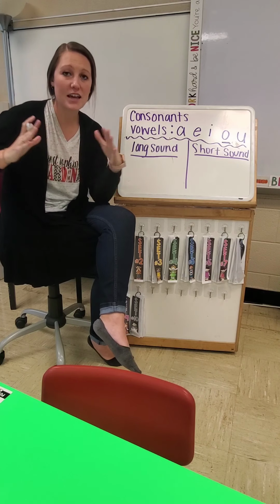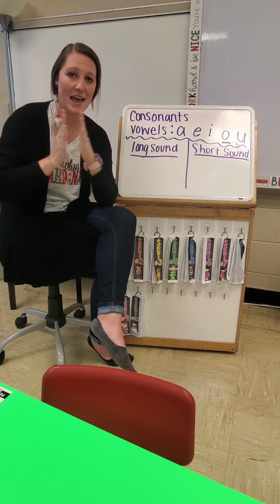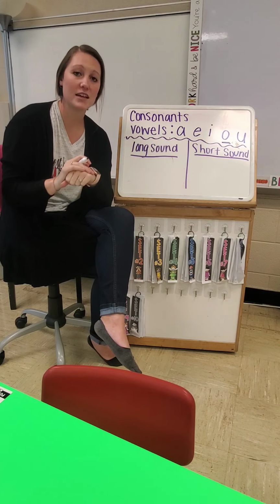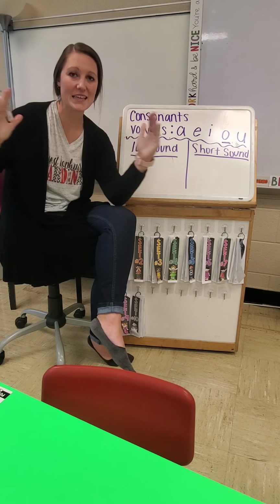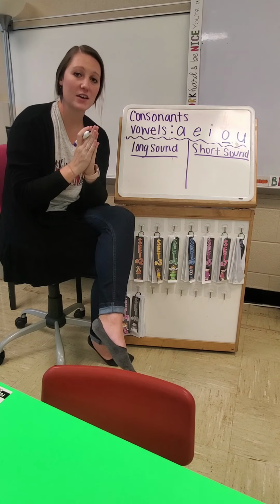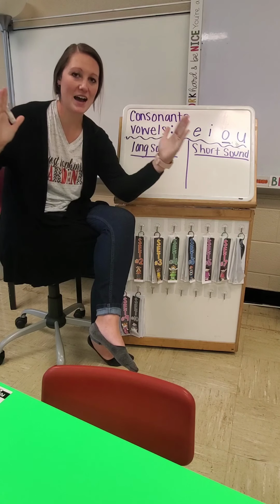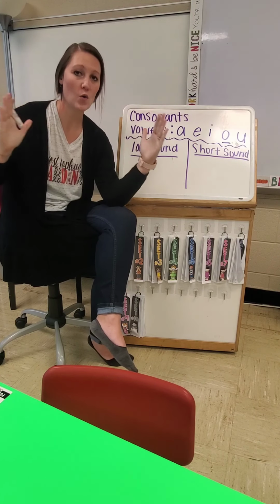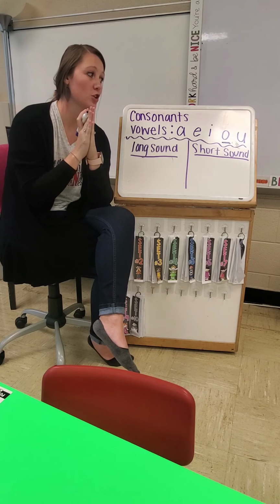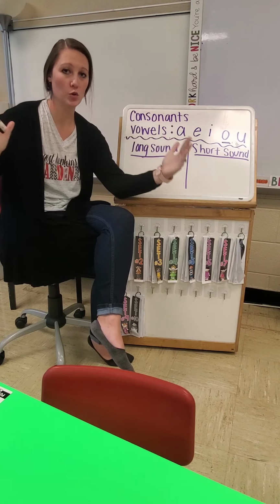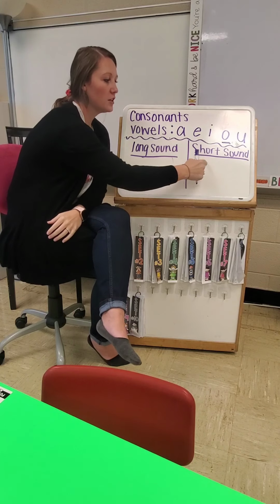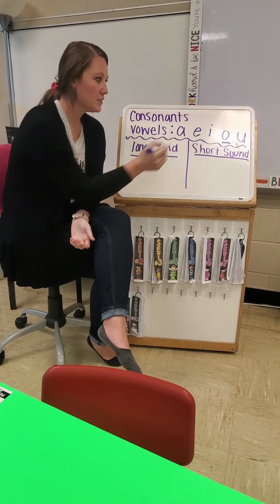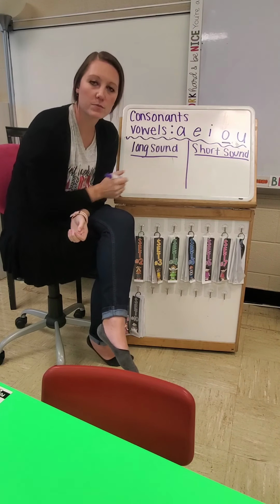So the long sound for A is A. The long sound for E is E. The long sound for I is I. The long sound for O is O. And the long sound for U is U. But let's talk about the short sound. These are the only letters that can make these two special sounds.